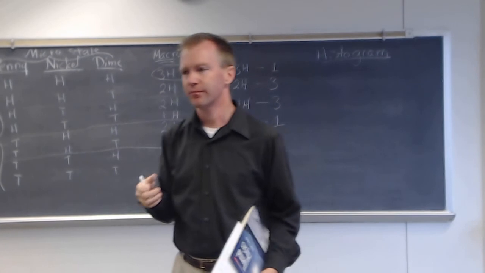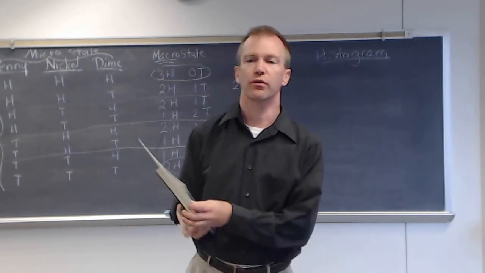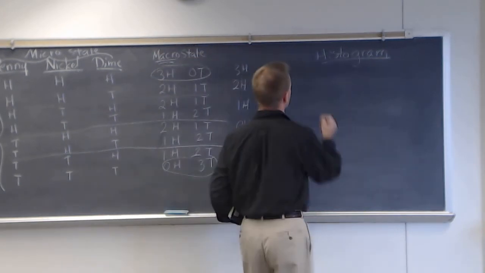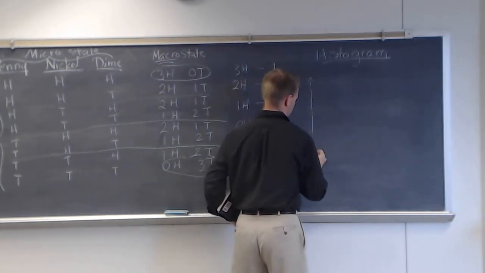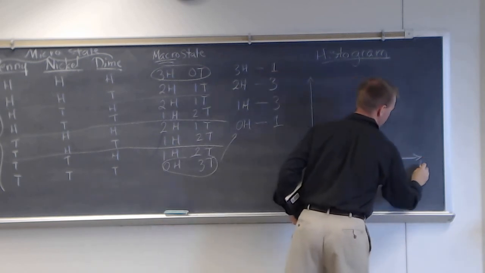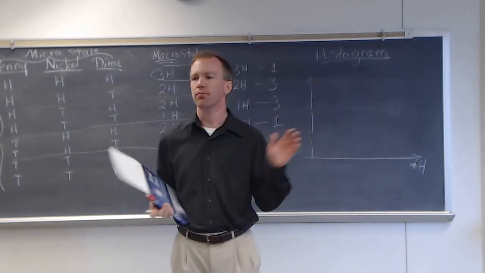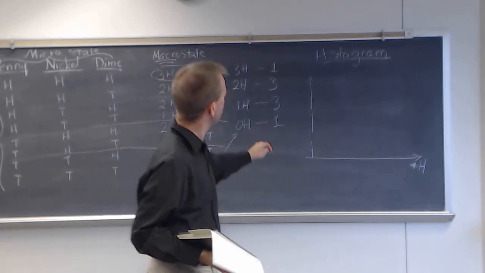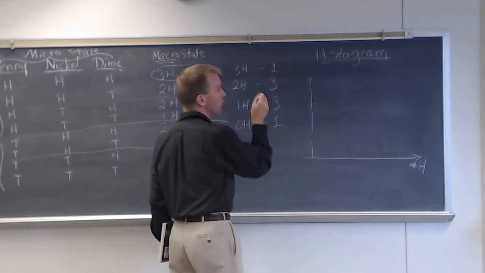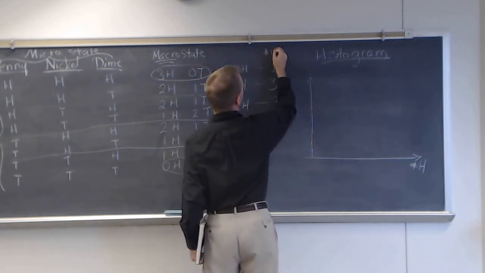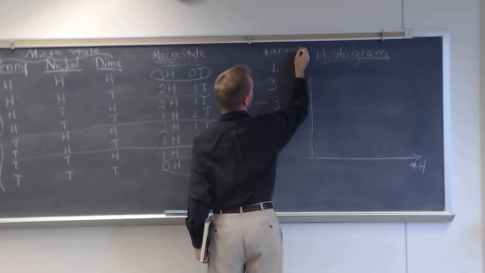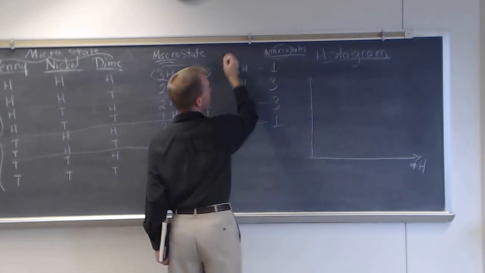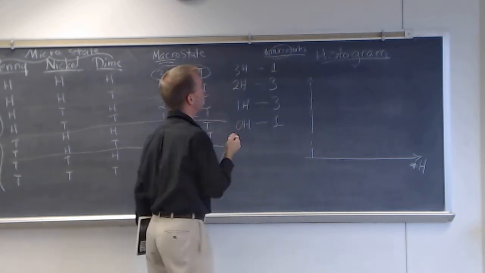A histogram is a bar chart. And we're going to be doing a lot of these histograms where they're going to tell us the probability of each possible state. So here I'm going to plot out the number of heads in each macro state, and then I'm going to give the number of micro states that go into that macro state. The number of micro states here, and then the name, the label of the macro state.